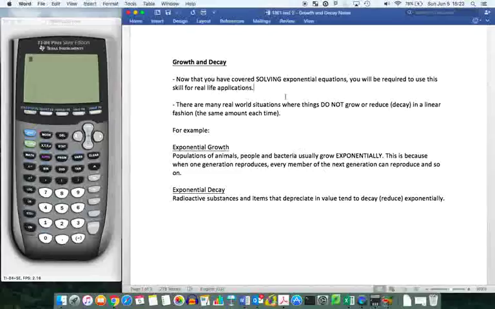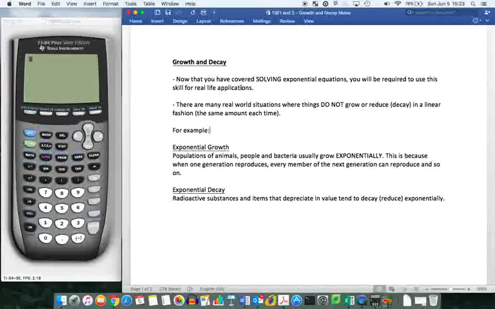Just use it for practice, use the exercises in the book to get better and get used to the graphics calculator functions, because it's probably the first year that you're actually using it properly and being shown how to use it. So the next step is actually using exponential equations in real world situations.